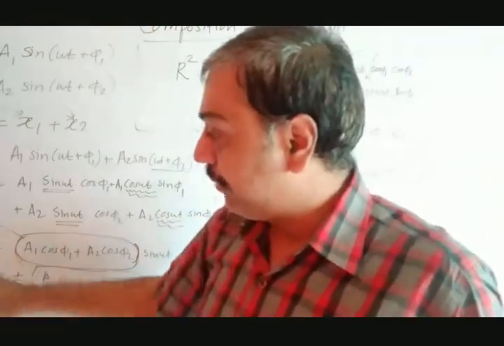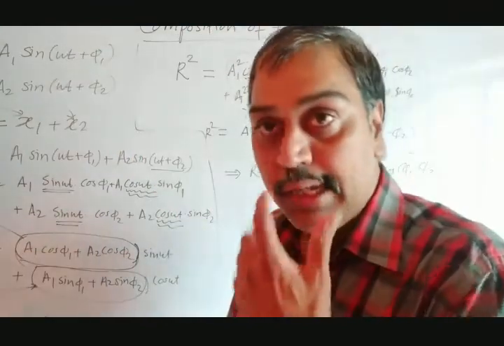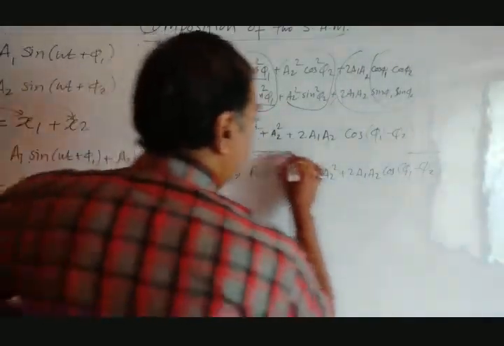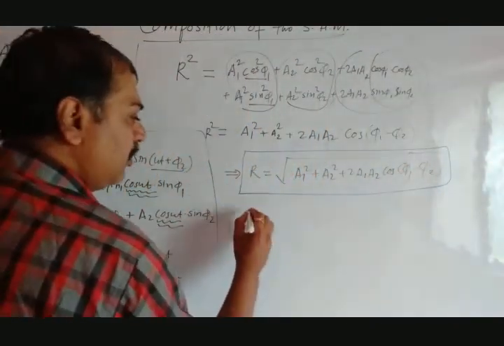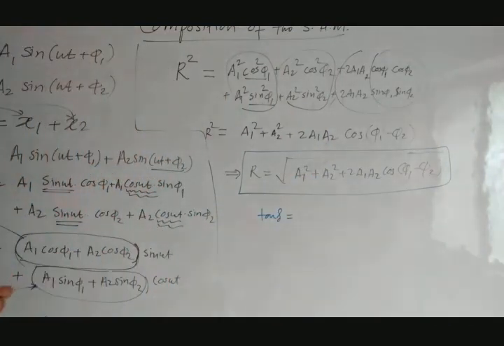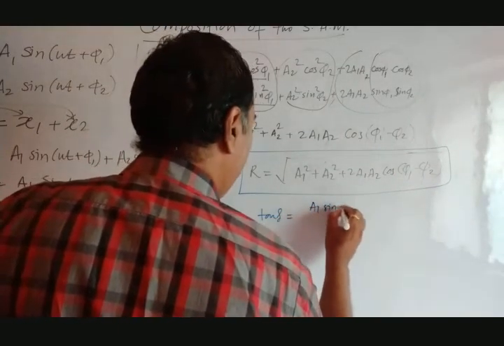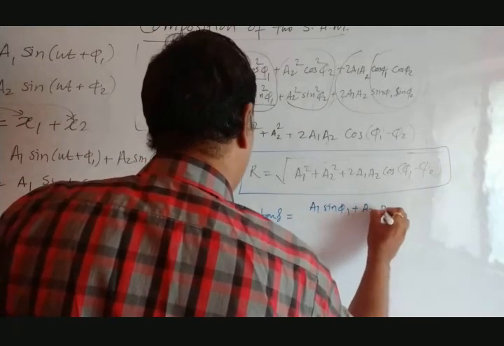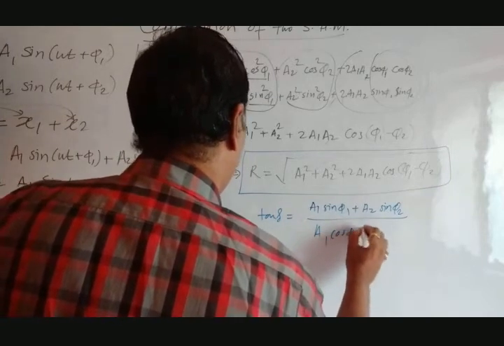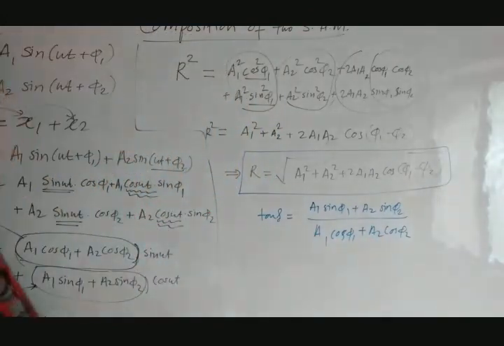Okay, divide equation 2 by 1. So R sin delta divided by R cos delta. Thus R gets cancelled out. Sin delta divided by cos delta is what? So this is one of the equations we are interested in. Then next is tan of delta equal to A1 sin phi 1 plus A2 sin phi 2 divided by A1 cos phi 1 plus A2 cos phi 2. We get tan of delta.